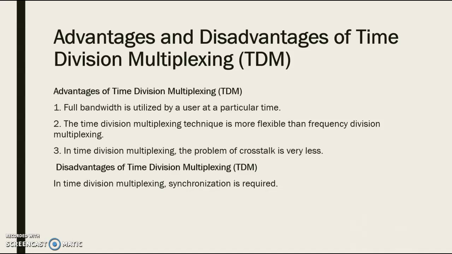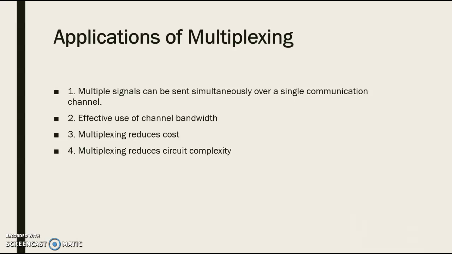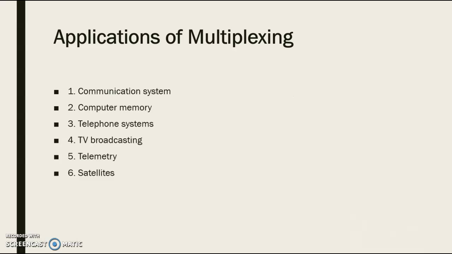So what are the advantages and disadvantages of TDM? The advantages are, first, full bandwidth is utilized by a user at a particular time. The time division multiplexing technique is more flexible than frequency division multiplexing. In time division multiplexing, the problem of crosstalk is very little. The disadvantage of time division multiplexing is that synchronization is required. Advantages of multiplexing: multiple signals can be sent simultaneously over a single communication channel, there is effective use of channel bandwidth, multiplexing reduces cost, and multiplexing reduces circuit complexity.